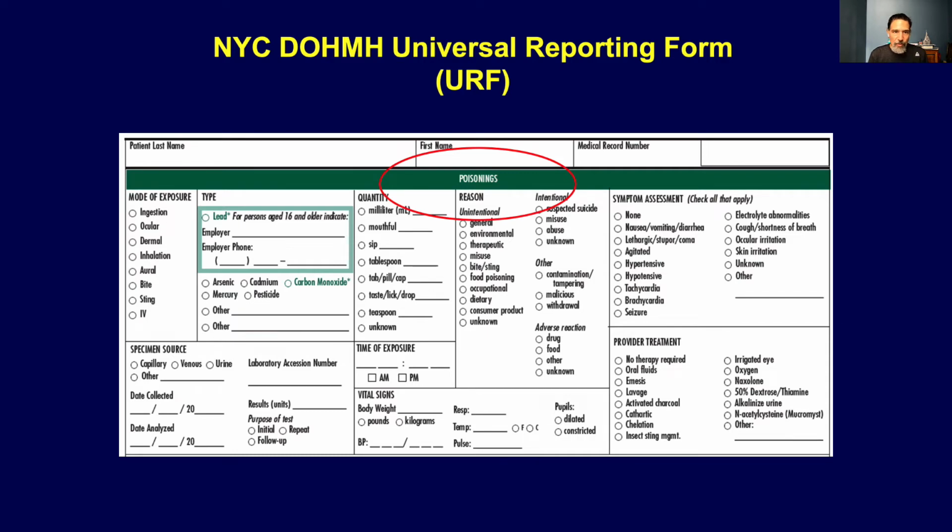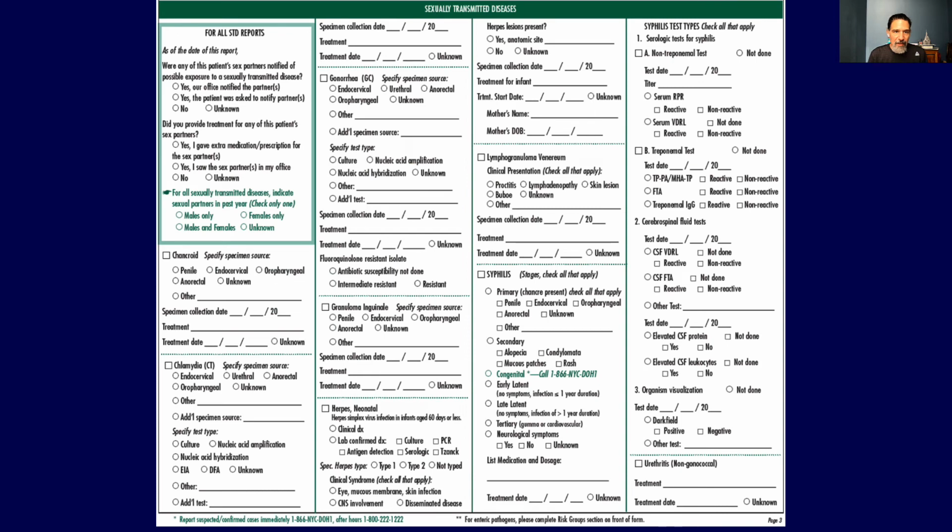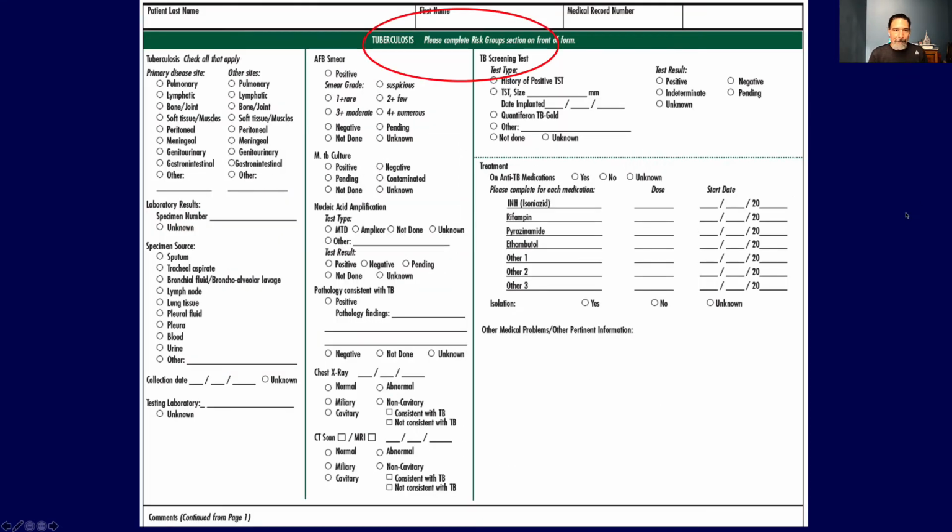Poisonings are also reportable on this form, and this is the section for poisonings. And there's an entire section that is related to sexually transmitted infections. Here they are trying to get some epidemiological information from the providers. Well, not so much epi information, but did they provide treatment for any of the patient's sex partners in addition to the patient themselves? And here's an entire section for tuberculosis.